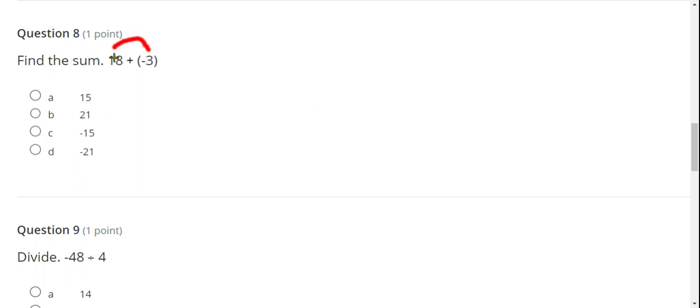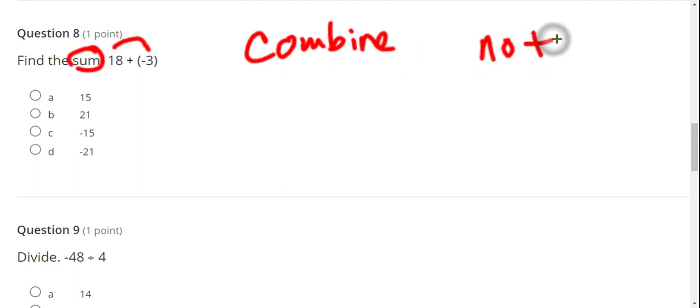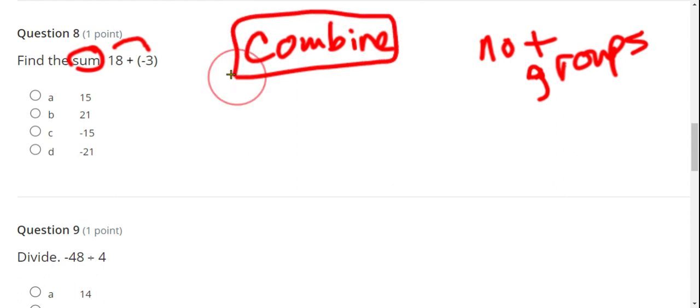Now, hold on. We have 18 positives and 3 negatives. This is not multiplication. This says find the sum, putting them together. Combine. And this is not groups. So this is not repeated multiplication or division. So we are going to combine them.